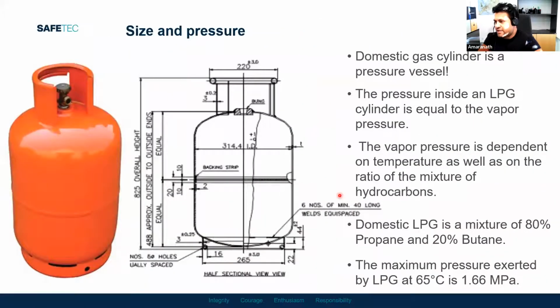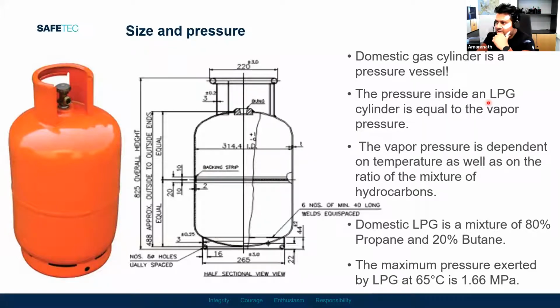Now, size and the pressure of gas cylinders. A domestic gas cylinder is a pressure vessel, so there are strict regulations and standards in designing domestic gas cylinders. In general, we have pressure around 3.6 bar in a domestic gas cylinder, and it can be different if you increase the temperature, of course. It has its own design specifications because it contains a significant amount of energy at high pressure.